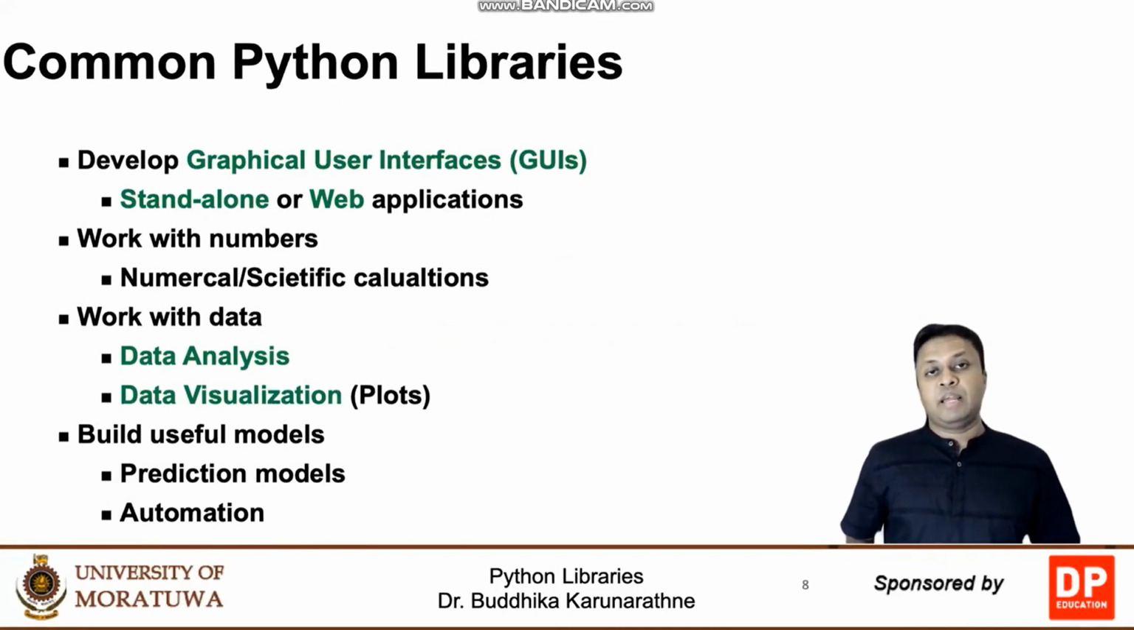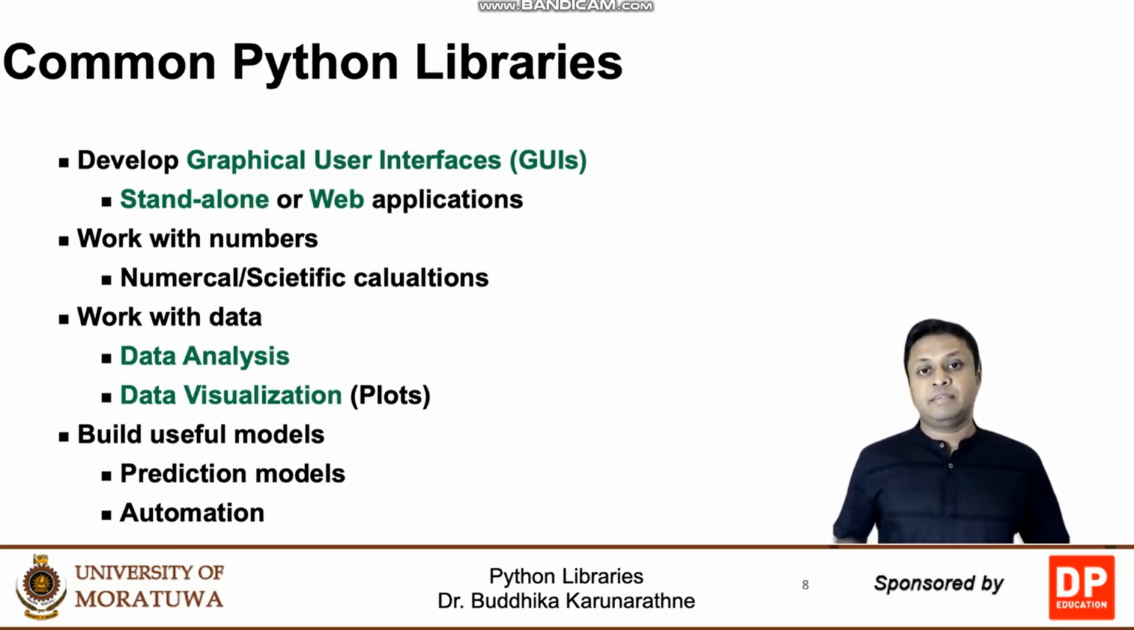Now we move on to look at some other Python libraries. There is a wide variety of libraries available for Python. They make Python such a powerful tool so as to become the most commonly used programming language in the world today. And that is not an exaggeration. Python libraries provide us with a vibrant set of capabilities. Developing nice graphical user interfaces for applications, working with numbers, working with data, and developing prediction models are only a few of such capabilities, and there are many more.